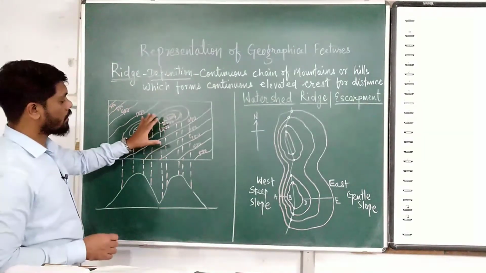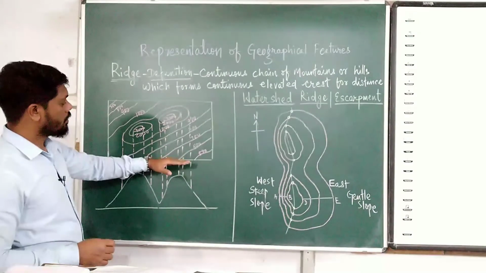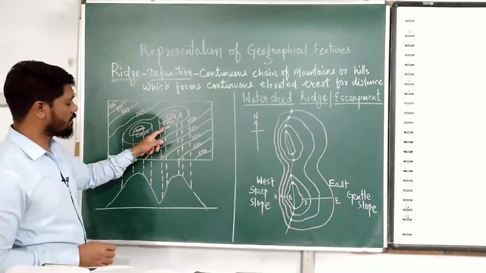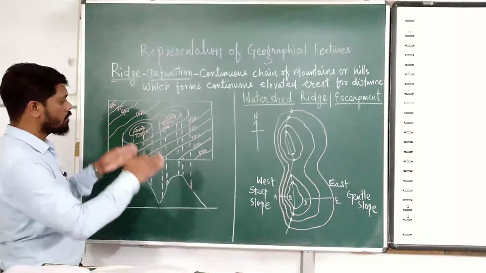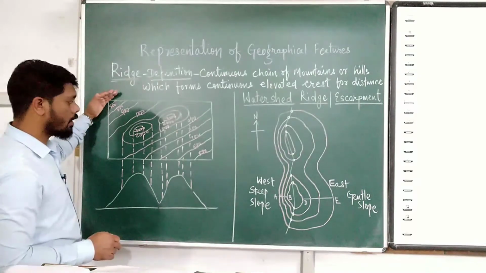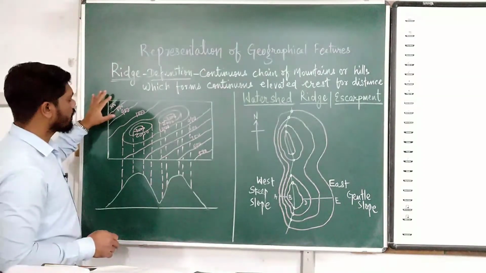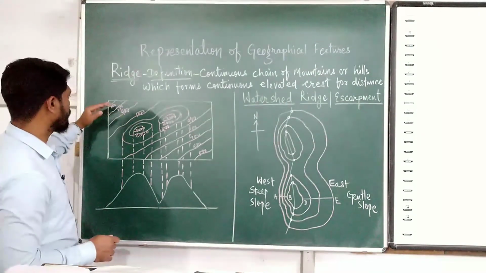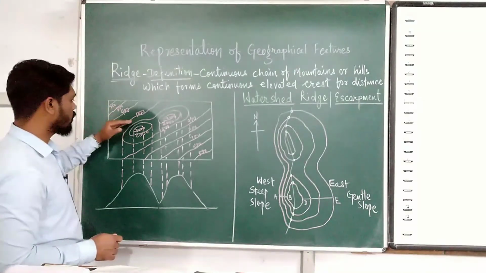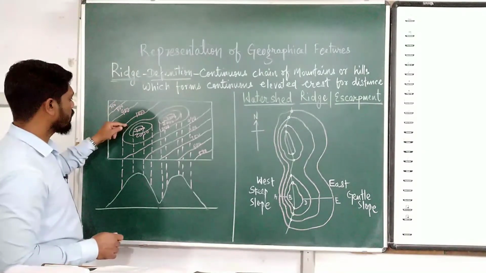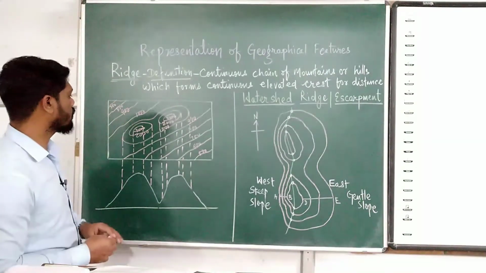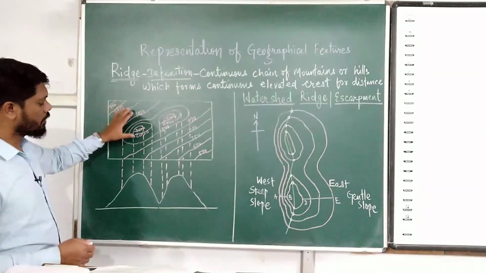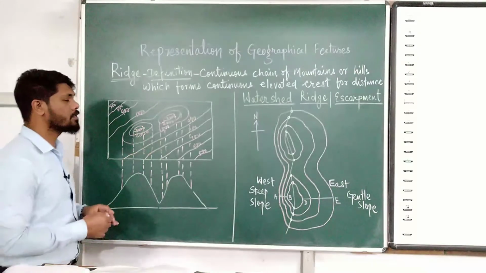You could see they are uniformly rising from the mean sea level. That means there is uniformity on both sides of the mountains. This side also, the slope is uniformly rising from the mean sea level: 700, 800, 900, 1000, 2000, then again 3000. So you could see both sides of the ridge are uniformly rising. That means it is a ridge.